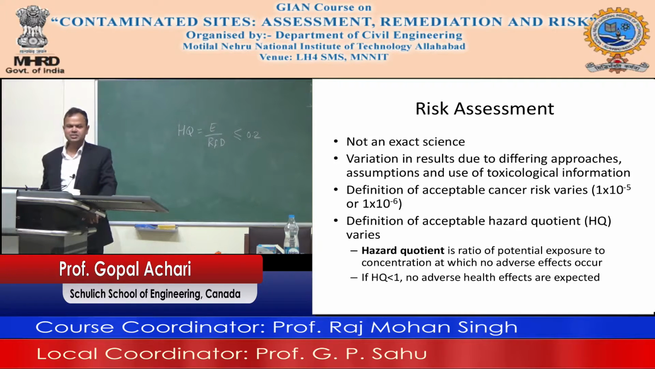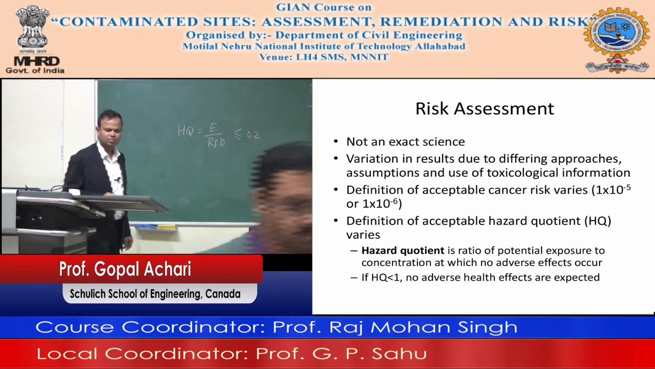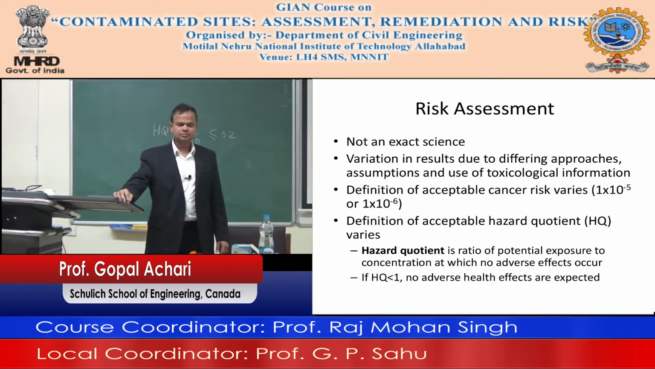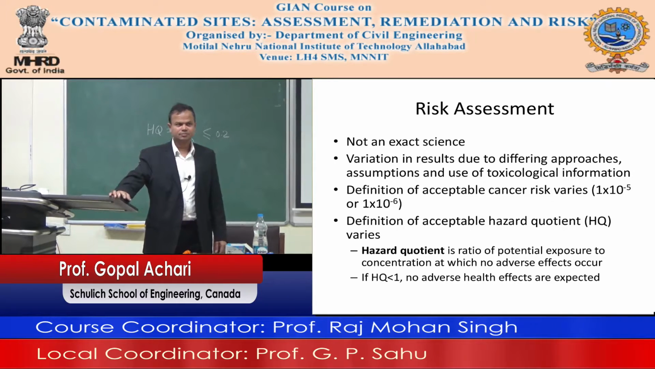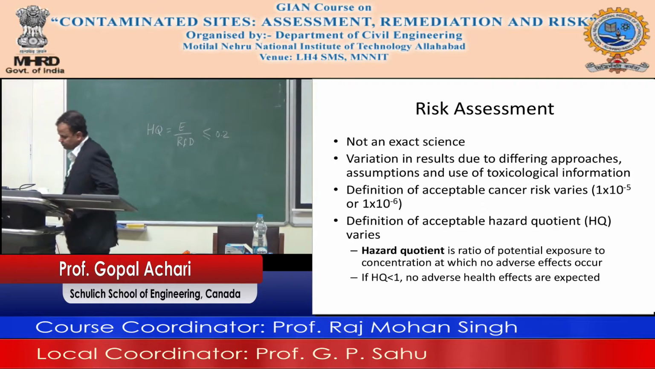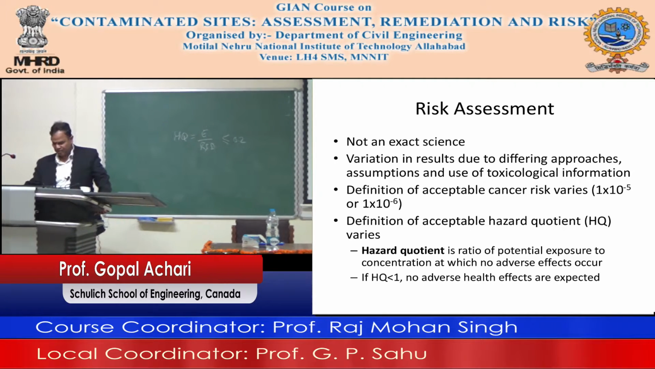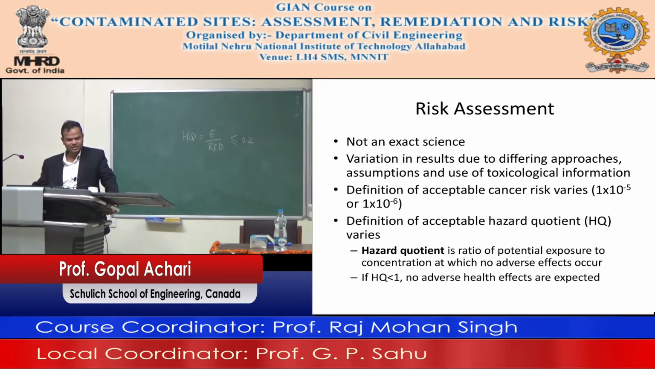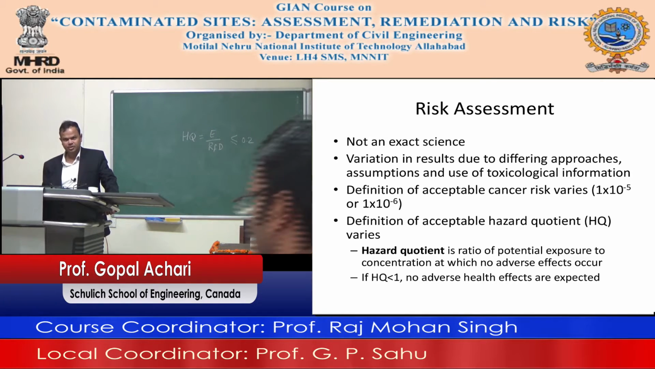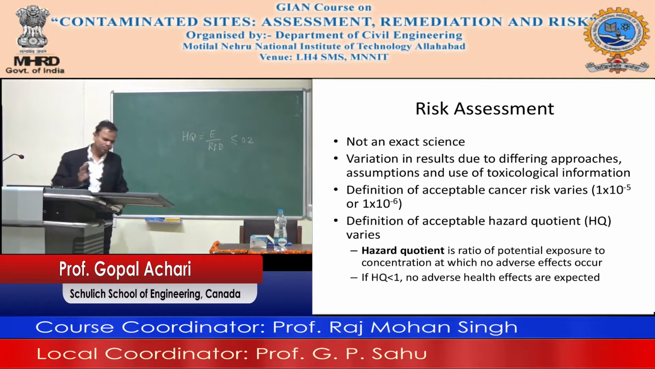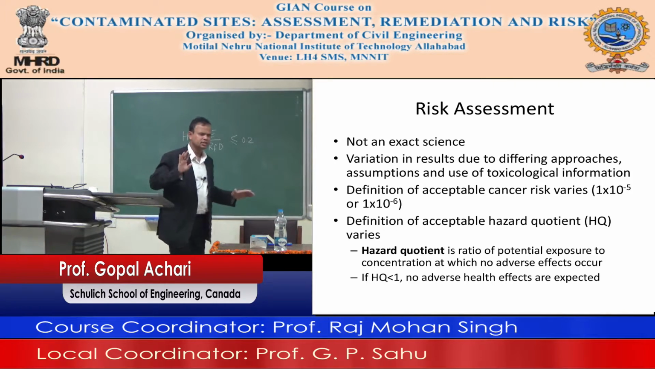Definition of acceptable cancer risk also varies. Some say 10 to the power minus 6, some places 10 to the power minus 5, whatever, right? Acceptable hazard quotient might vary too. It is the ratio, less than 1, no adverse effect is expected, but the Health Canada document says 0.2 is where you can be reasonable that nothing will happen. Okay, so that in a high level is the risk assessment.